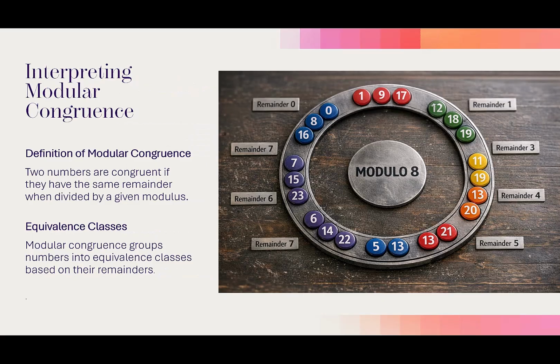Let's take a deeper look at what it means for two numbers to be congruent. We just said that two numbers are congruent if they have the same remainder when divided by a given modulus. Because the remainder will repeat over and over again, it's going to group numbers into classes. This means that modular congruence groups numbers into equivalent classes based on their remainders.